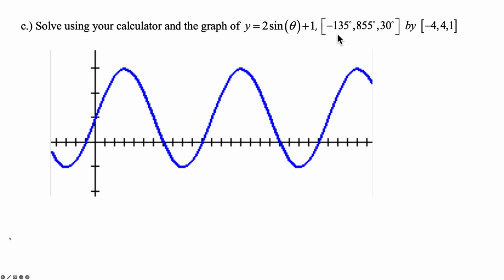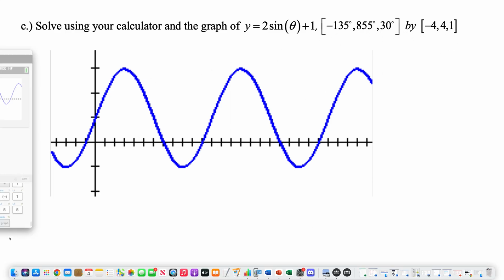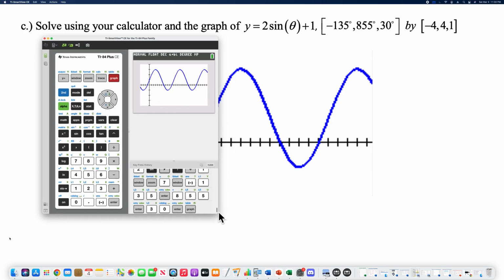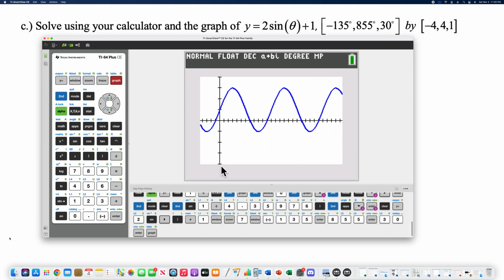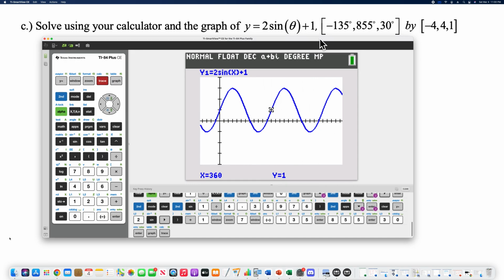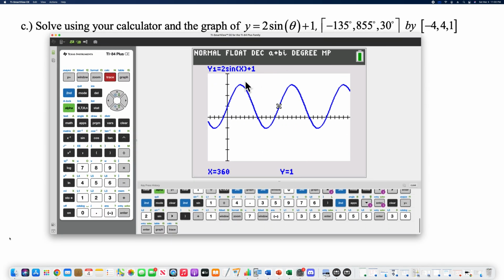So here's my graph. This is just a reminder for me to get my calculator out here. And we'll make it a little bit bigger. I've already got it graphed here. Hit the trace button, and we can start typing in your answers. We had 210, y equals 0. That's what we want. We're looking for the x-intercept.